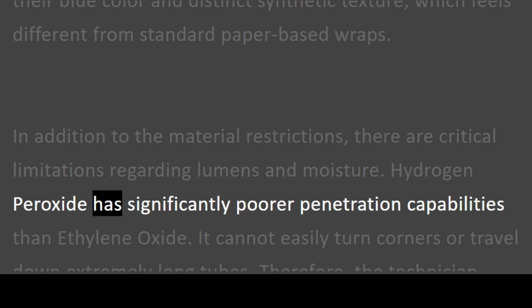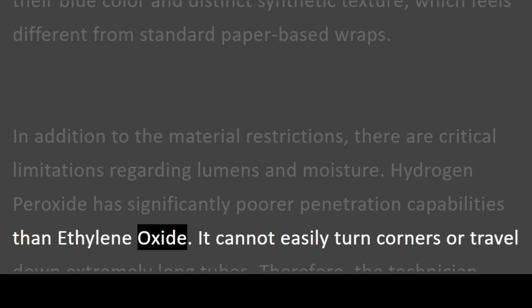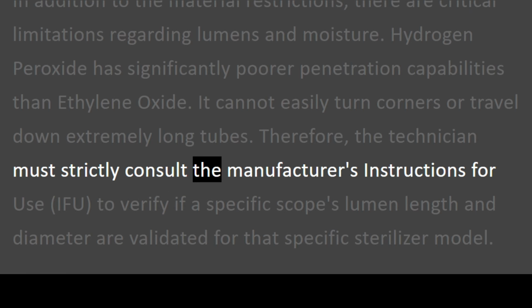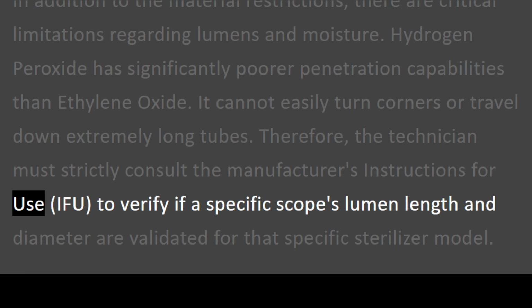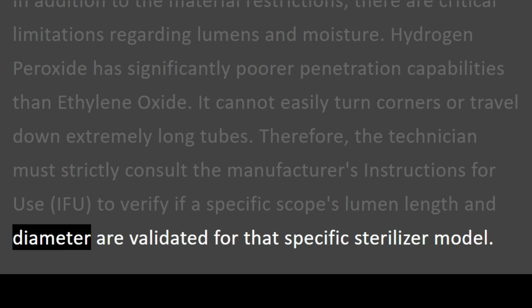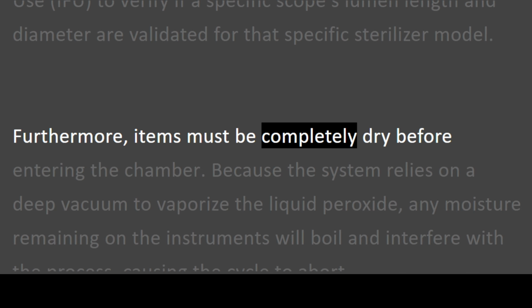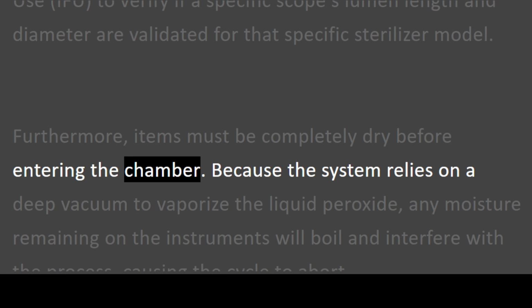Hydrogen peroxide has significantly poorer penetration capabilities than ethylene oxide. It cannot easily turn corners or travel down extremely long tubes. Therefore, the technician must strictly consult the manufacturer's instructions for use, IFU, to verify if a specific scope's lumen length and diameter are validated for that specific sterilizer model. Furthermore, items must be completely dry before entering the chamber.